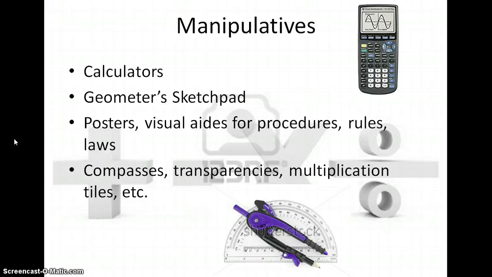Geometer's Sketchpad is especially helpful when we're looking at different shapes and seeing how their properties change when different angles and sides are congruent, or if they're altered in any way. It's just a great tool for proving things and showing students why different rules in geometry are there. It's also quite helpful to have posters and reminders around your room to remind students of different procedures for different concepts in math.